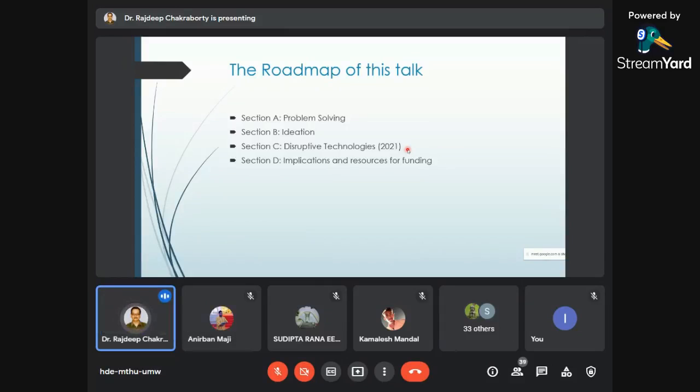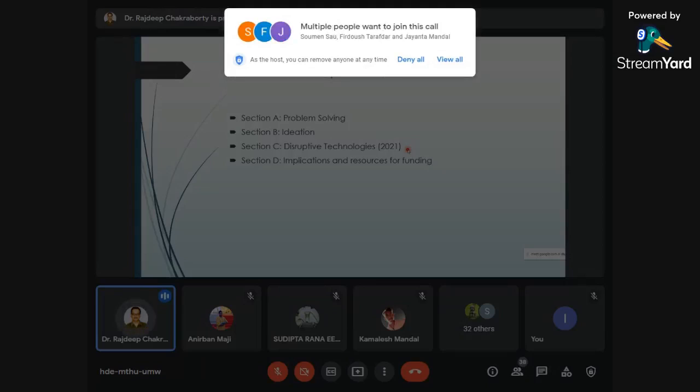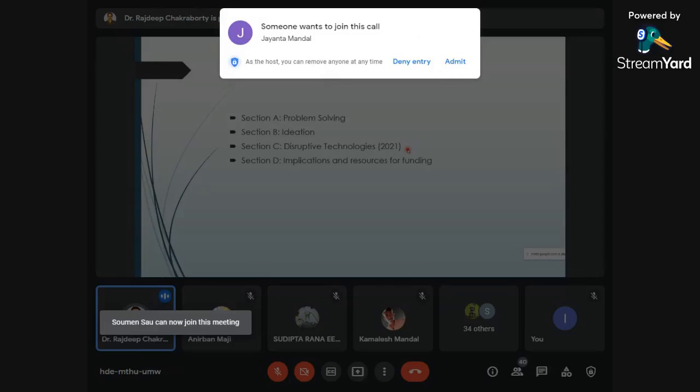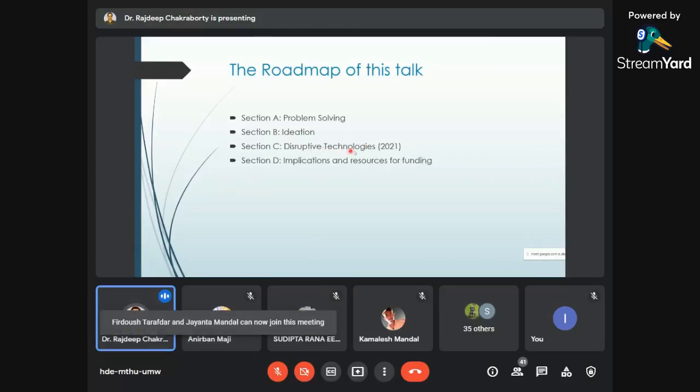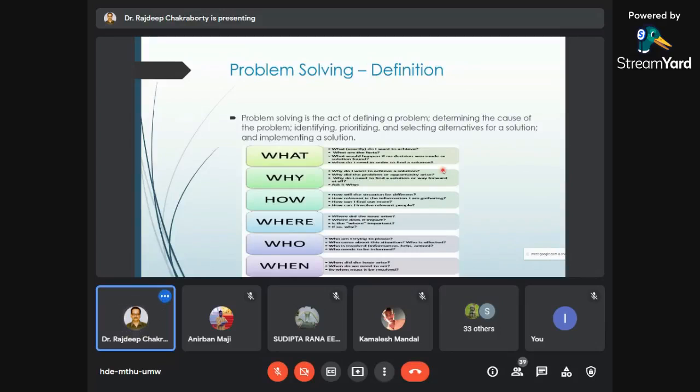whenever you are generating a problem or an idea or you are implementing solutions, you must know the top technologies, as you are in engineering and science, of the last year or last 2 years. These technologies are generally known as disruptive technologies. And finally, I will go to section D, the implications, meaning why should I do all these things. Implications and resources: I will give some resource links for funding. Obviously, an idea without implementation, without funding is absolutely bad.